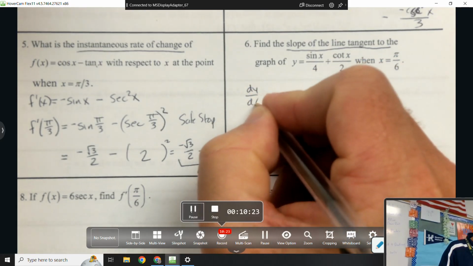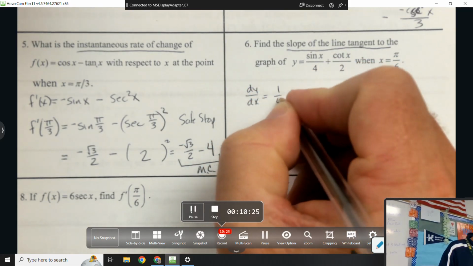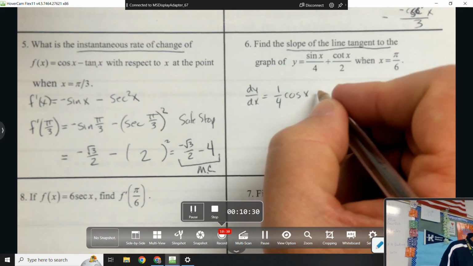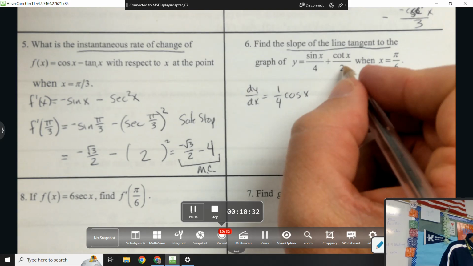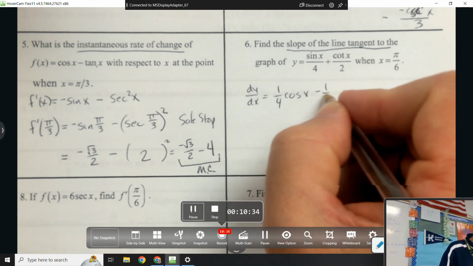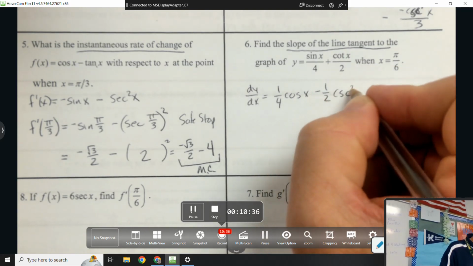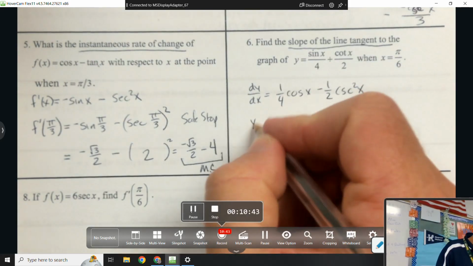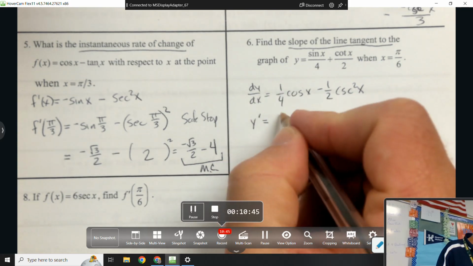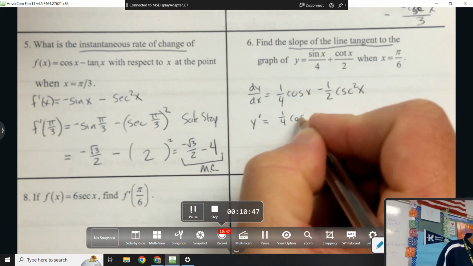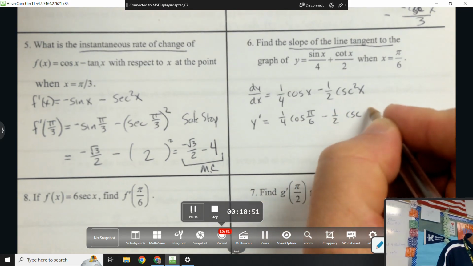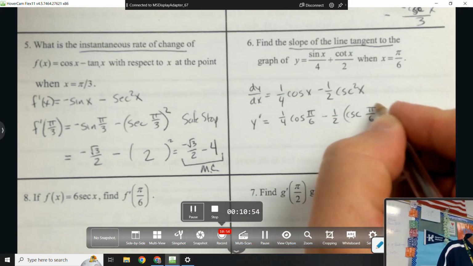So dy dx equals, I like the fractions out front, so I'm going to make that 1/4 cosine x, and then derivative of cotangent is negative, so minus 1/2 cosecant squared x. So I'm just switching up my notation here. 1/4 cosine pi over 6 minus 1/2 cosecant pi over 6 squared.